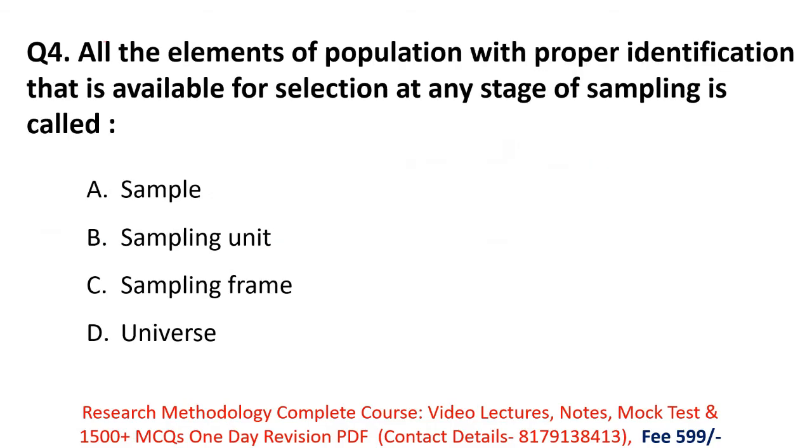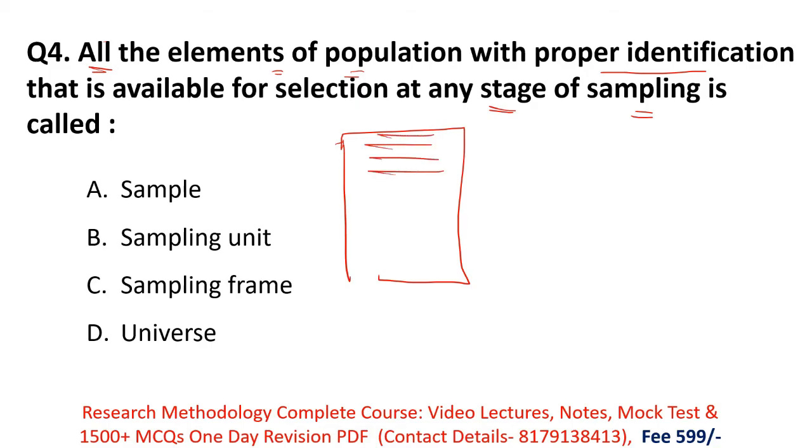Next, all the elements of the population with proper identification that are available for selection at any stage of sampling is called. So in this question they have given us the definition of one of the following options and we have to select which option's definition this is. All the elements of the population means all the members of the population. Suppose you have some list, and in this list you have all the elements, meaning all the members of your population.